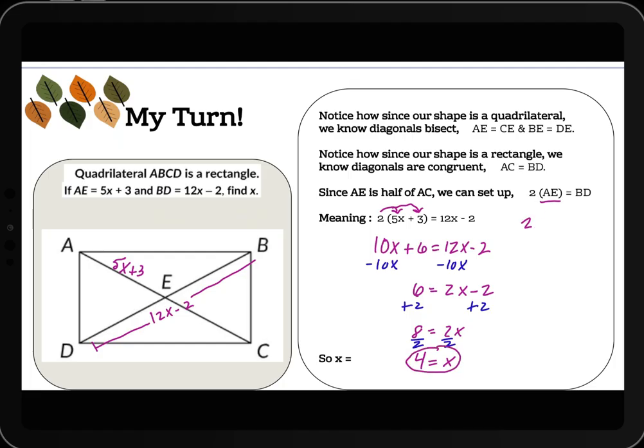The other step that you could do as well, if you wanted to at this particular stage, is you could just divide both sides by 2. So you get 5x plus 3 equal to 6x minus 1. And if you solve that equation, you're going to end up with the same thing. You're going to get x equals 4. So that's an example of where we're using the properties of diagonals in a rectangle.